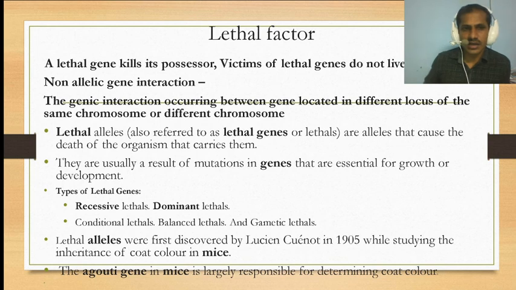There are several types: recessive lethal allele, dominant lethal allele, conditional lethal allele, balanced lethal allele, and gametic lethal allele. So what is a dominant lethal allele? A lethal gene present as a dominant gene is called a dominant lethal allele. A lethal allele present as a recessive gene is called a recessive lethal allele.